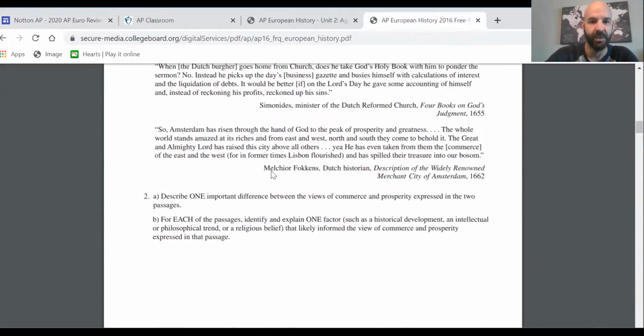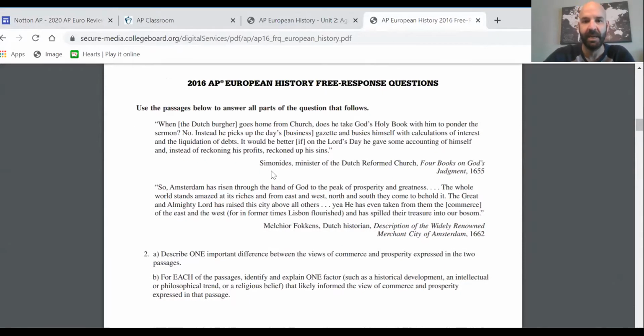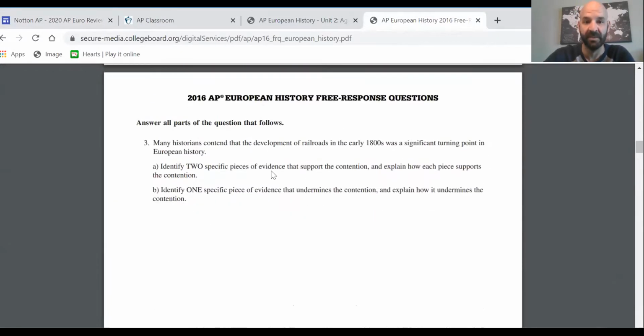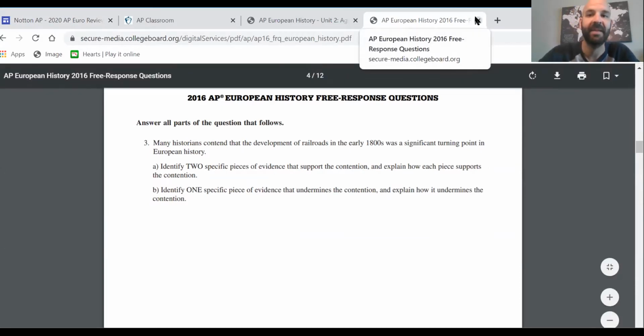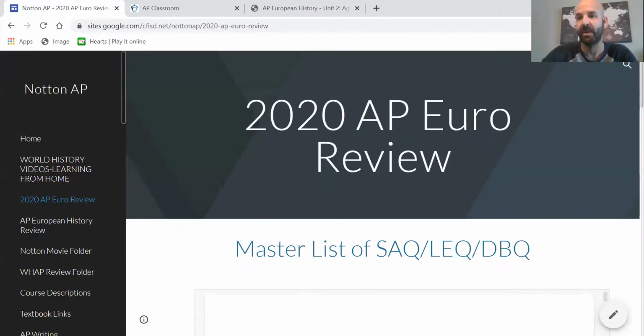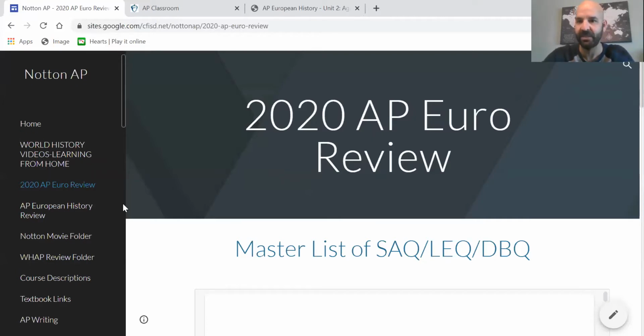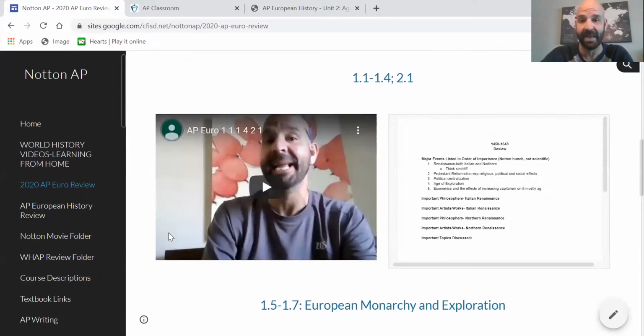So here would be one of the DBQs, one of the SAQs. This one is about railroads, which is about industrialization, which we'll get to in a couple of weeks. But anyway, that's one way that you can access them. I have also unlocked FRQs or SAQs on the AP Classroom website as well. So that is in the 2020 AP Euro Review folder or on the AP Classroom, depending on which one you want to do.